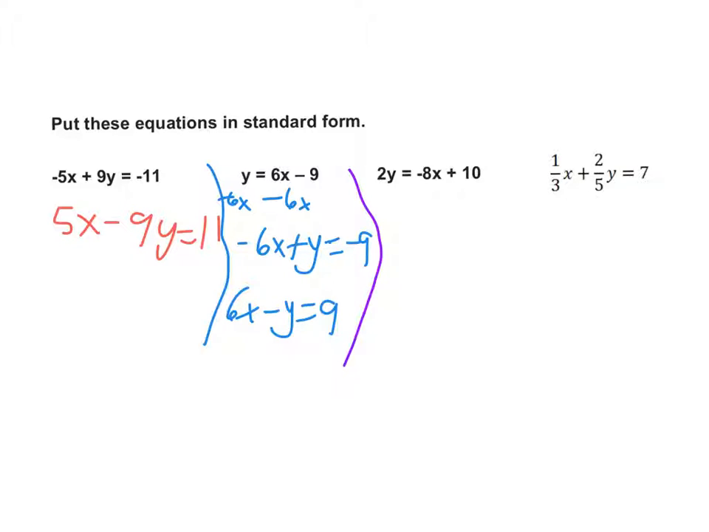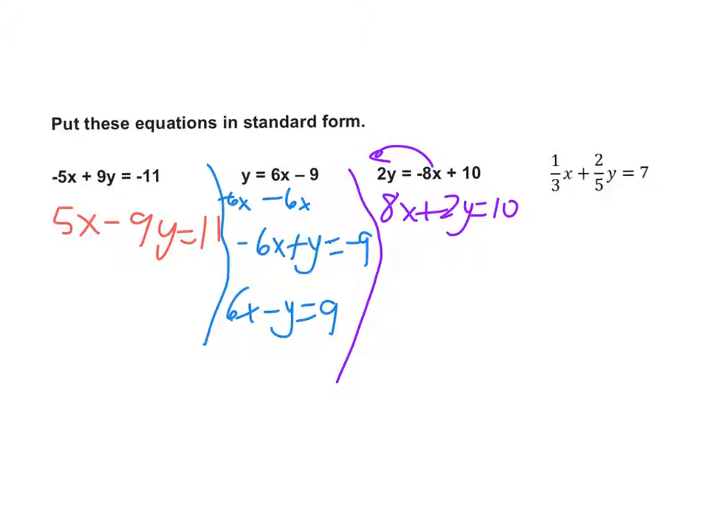Okay. This one works the same way. Basically, I just take that and move it over there, and it changes the sign. Did you know that? When you move a term across the equal sign, the sign just changes. So that just becomes 8x positive plus 2y equals 10.